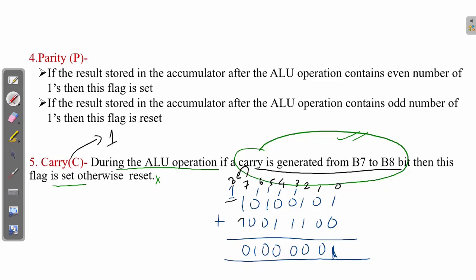And suppose I make a change in the question. I am putting 0 here. So 1 plus 0 will give me what? It will give me 1 here, and there is no carry. So in that case, the carry flag will be reset.